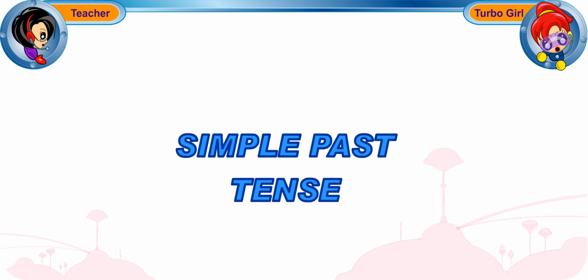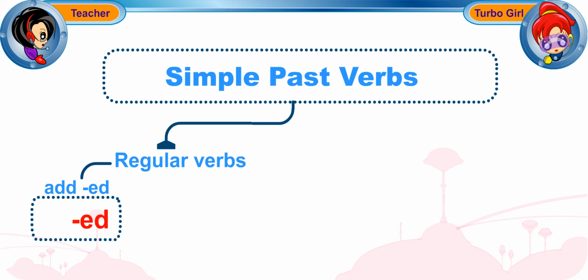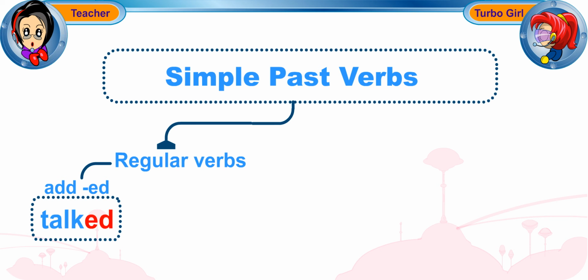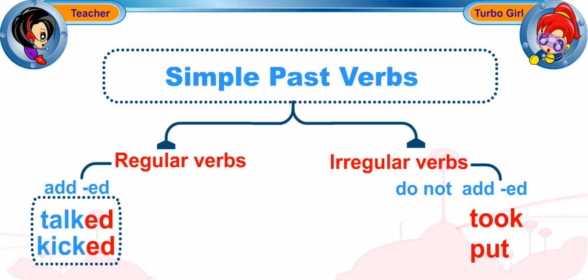I remember what simple past verbs are. They are verbs with the ed behind them. Yes, most verbs in the simple past have ed behind them. For example, talked and kicked. These are regular verbs, but the past tense of some other verbs, such as took and put, do not have ed behind them. And these are called irregular verbs.